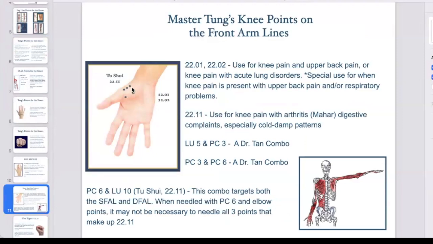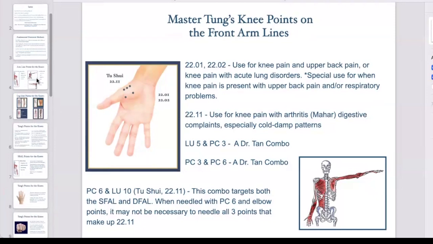We also have another group of points called 22.11 or Tu Shui. We can use this set of 3 points for treating knee pain. These are traditionally used in the Tong system for knee pain and especially medial knee pain because of the connection between the lung meridian and the spleen meridian. And the lung meridian connects to the liver meridian as well. So these are points that we can use.